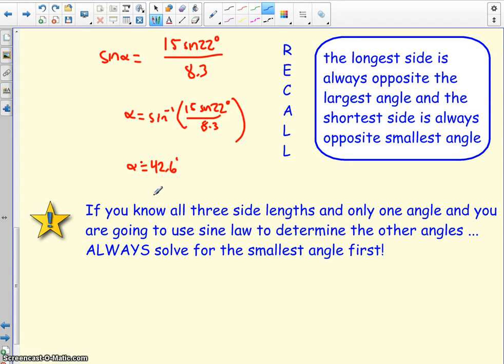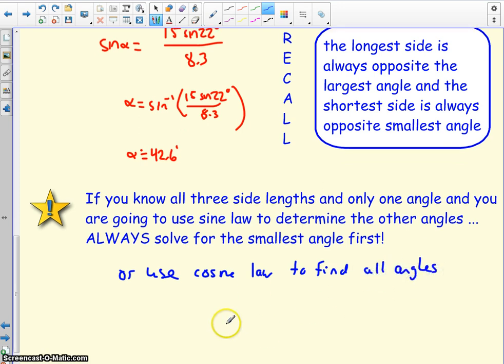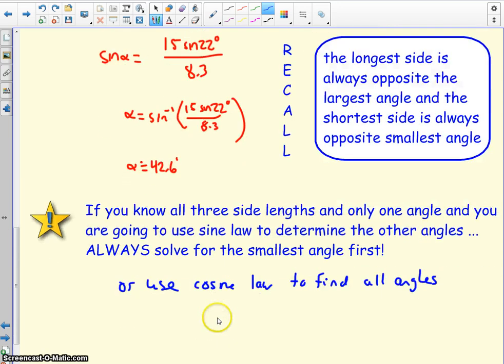Cosine law will always spit out the right angle because cosine law isn't positive for both an acute and an obtuse angle. So the other option here is to always use cosine law to solve for the angles. Okay, and again, you won't run into the same situation that we ran into before because there will be no ambiguity at all. Okay, so a couple ways to get around that problem.